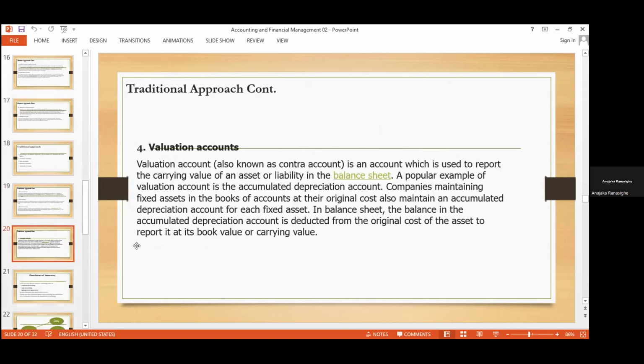And the last one is the valuation accounts.